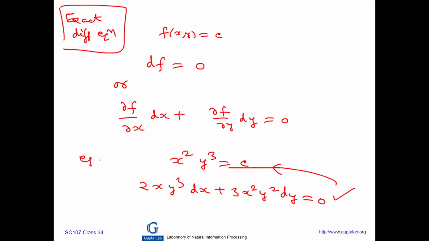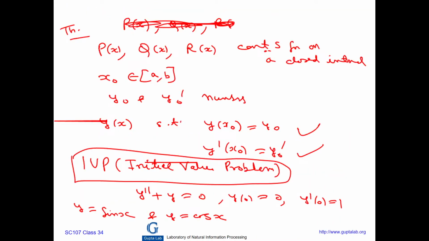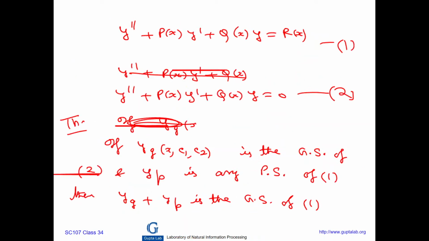Okay, so we were looking at these equations, right? The non-homogeneous second order linear differential equation with variable coefficients: y double prime plus p(x) y prime plus q(x) y is equal to r(x). In order to find a general solution of this equation, we first look at the homogeneous equation, which is equation number 2, when r(x) is 0.